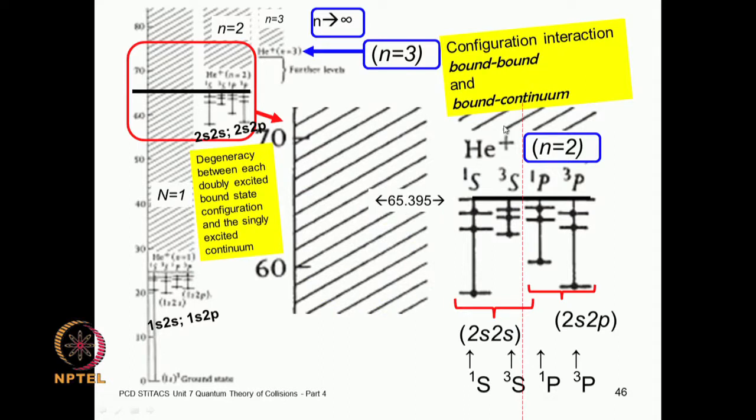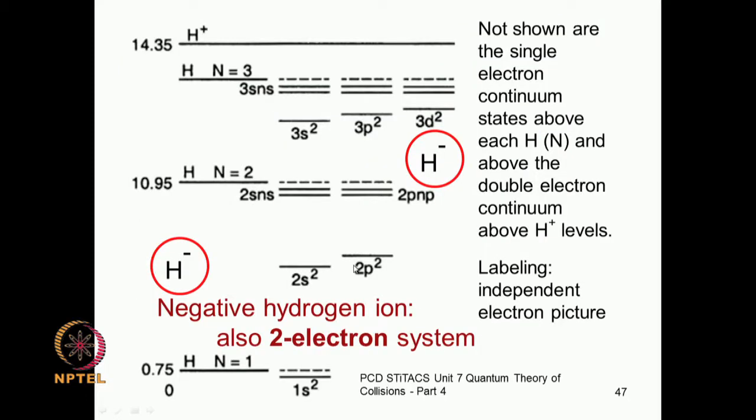This is what leads to the configuration interaction between the bound-to-bound and bound-to-continuum, because all of these discrete, doubly excited states are embedded in the continuum. Here you will have a similar spectrum also for the negative hydrogen atom, which is again a two-electron system. I'm not going to discuss this at great length, but just to point out that H minus will also have very similar Rydberg series. When you work with photodetachment and so on, you will be using a spectrum of this kind.